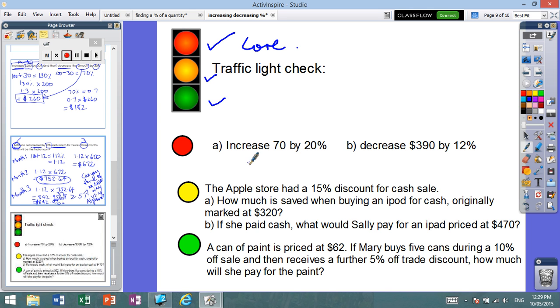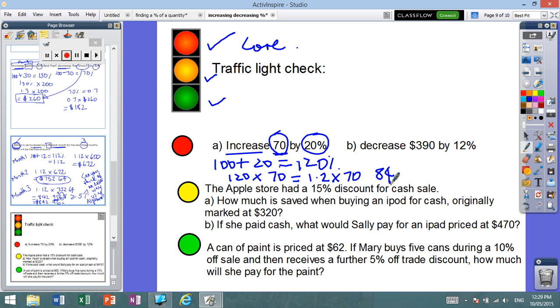Okay, so we're increasing 70. Increasing means we get our plus sign out by 20%. So we're looking for 120%. 120% of 70. So 1.2 times 70, which equals 84. Hopefully you got that.